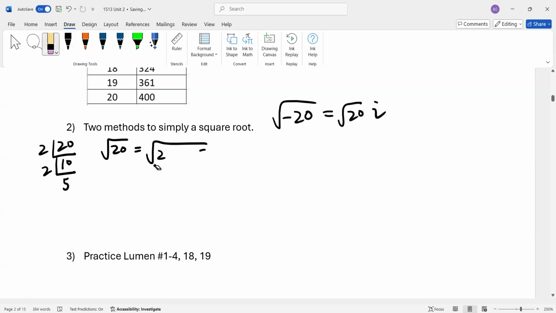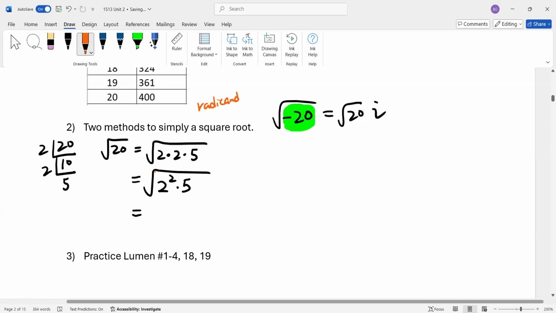I can use a dot instead of that symbol. 2 times 2 times 5, right? And then 2 times 2 is 2 to the power of 2, and then times 5. If you have a square root in the radicand, and I also want you to know the name, it's called a radicand, in the radicand we have a perfect square. This square will cancel the square root above the base 2.